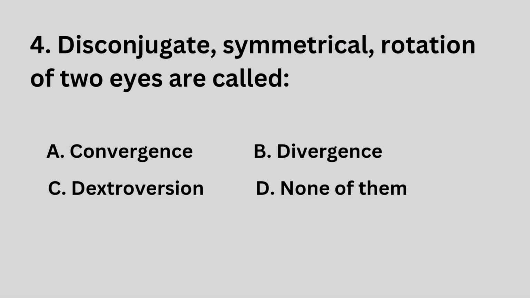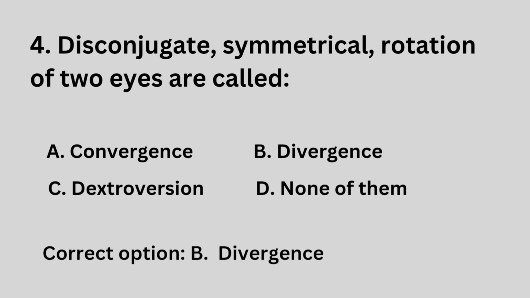Fourth question. Disconjugate symmetrical rotation of two eyes are called. Option A convergence, option B divergence, option C dextroversion, and option D none of them. The correct answer is option B divergence.